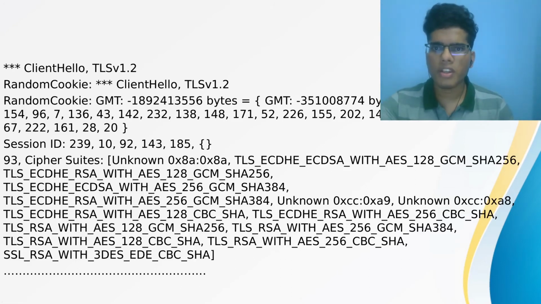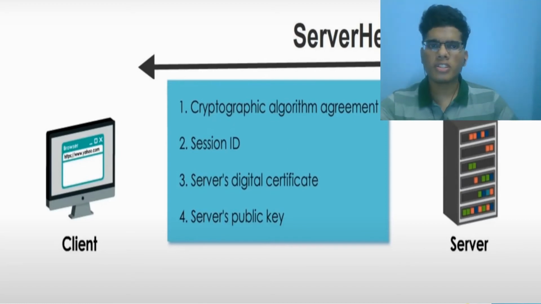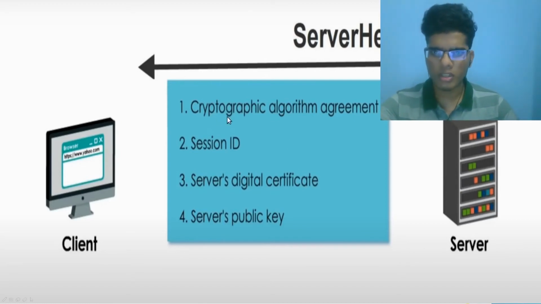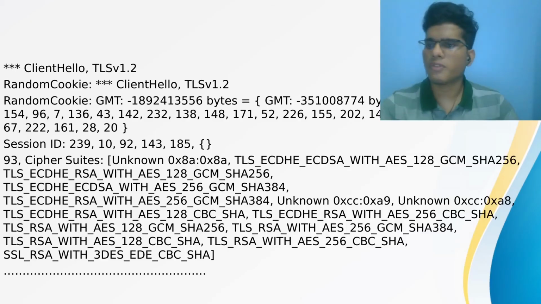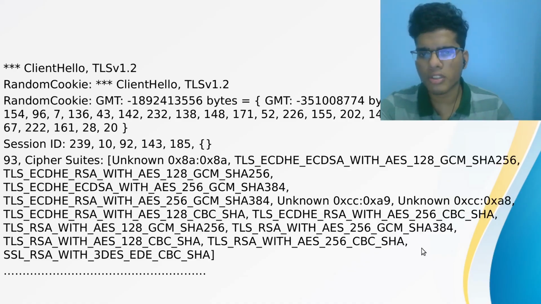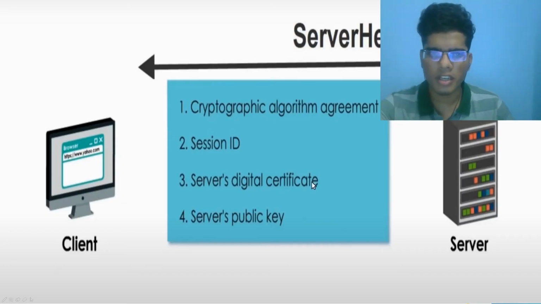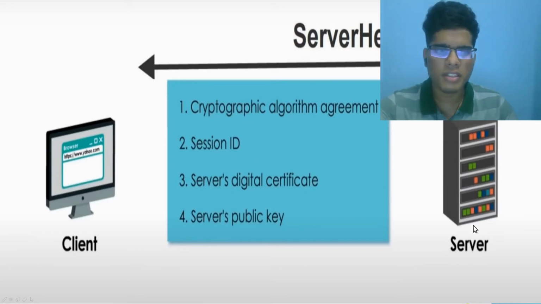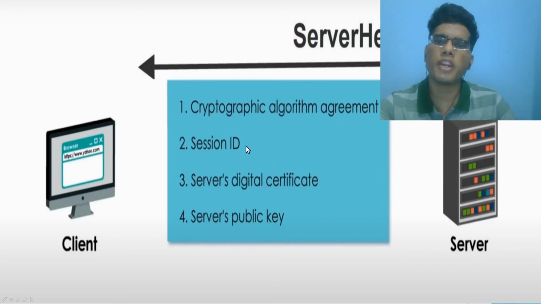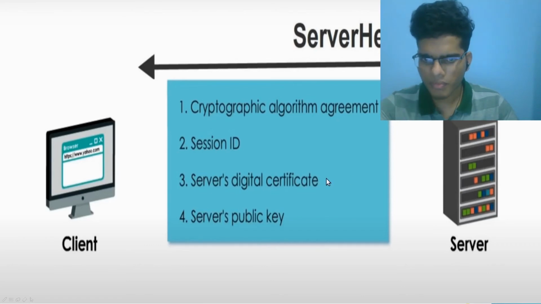The next step is the response to this client hello message, server hello. This server hello message has four important things. One is the cryptographic algorithm agreement. As we saw here, the cipher suite had a different set of algorithms supported by the client's browser. So now the server has to choose any one of the algorithms from here and send it back to the client, agreeing that this is the algorithm they are going to use for symmetric encryption and decryption. And second is the session ID, which is allocated by the server to the client. This ID is unique in order to maintain a unique session connection between the client and the server.